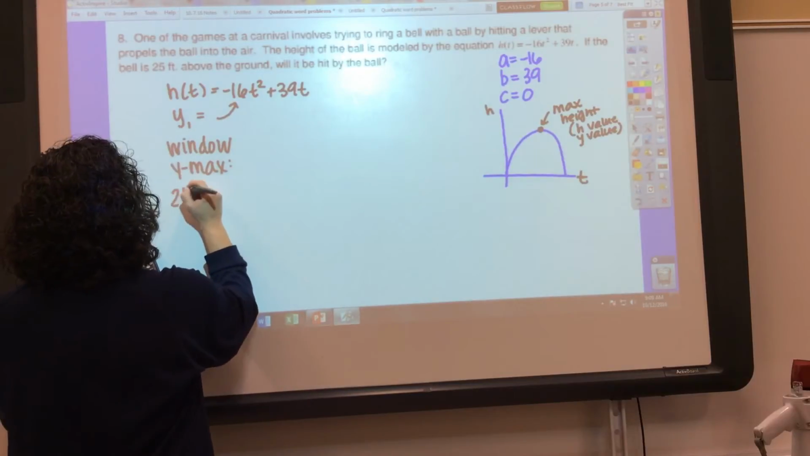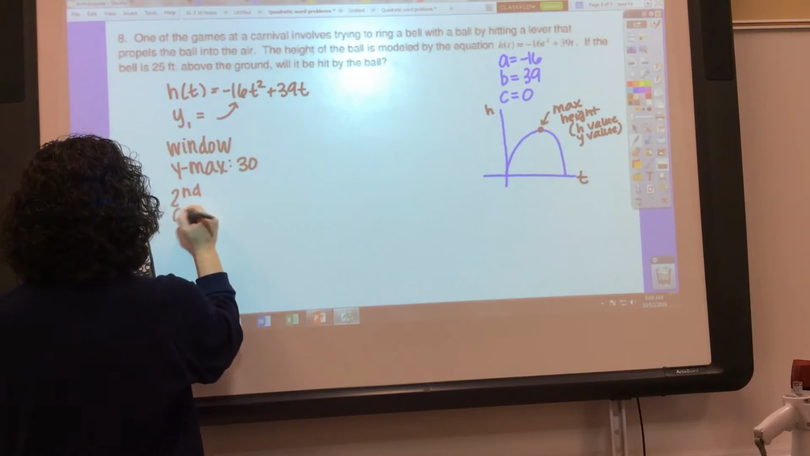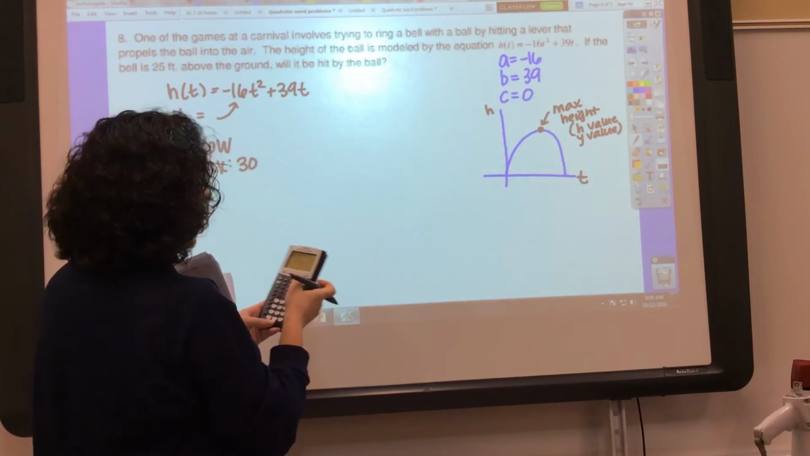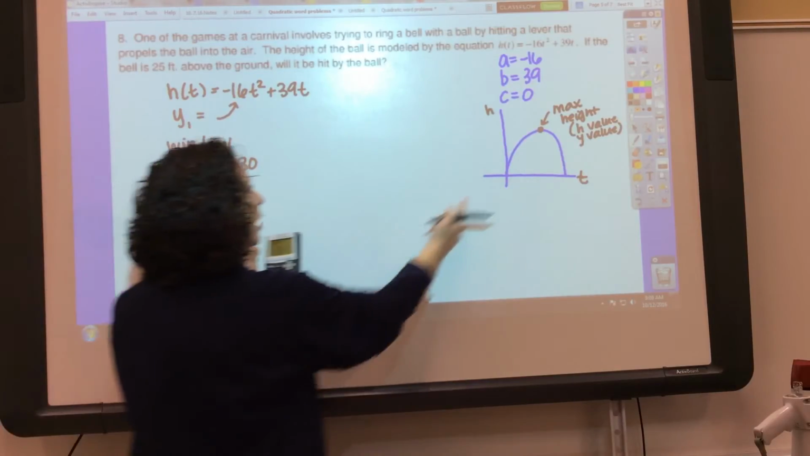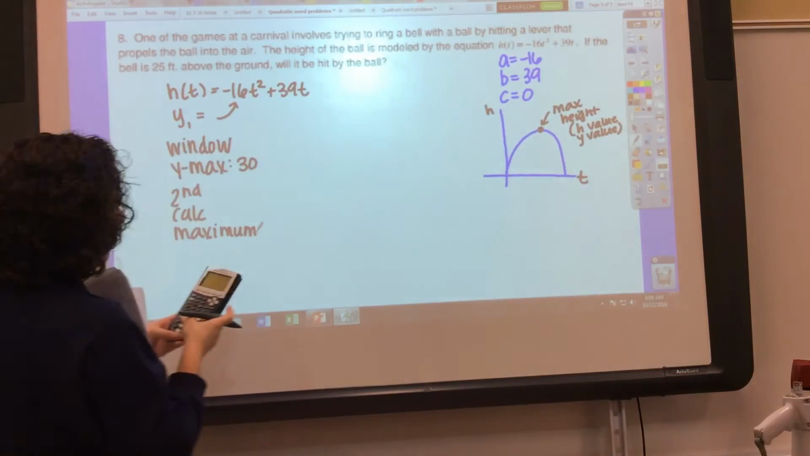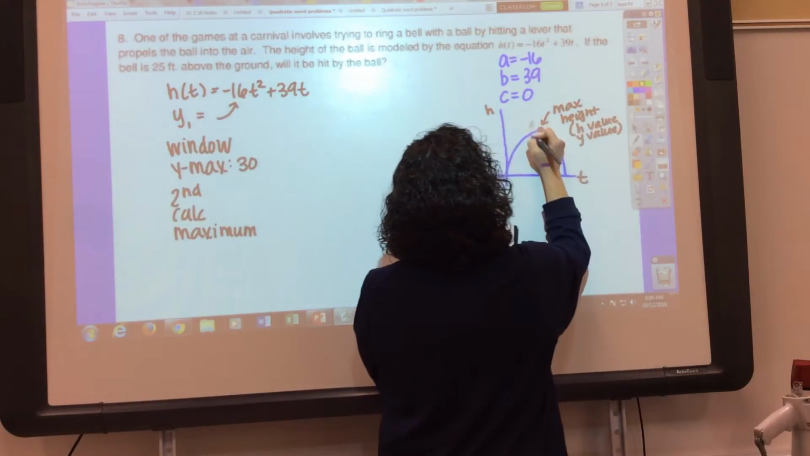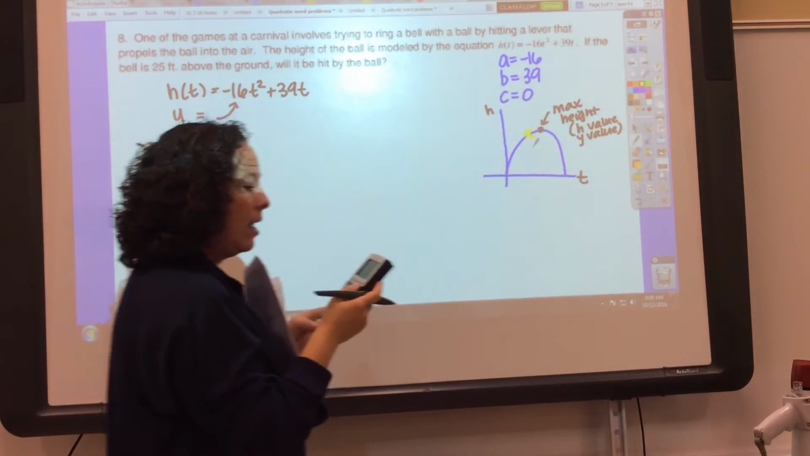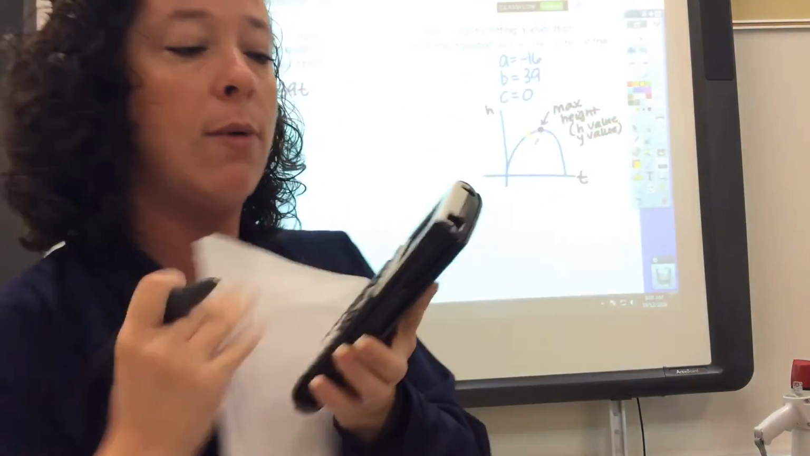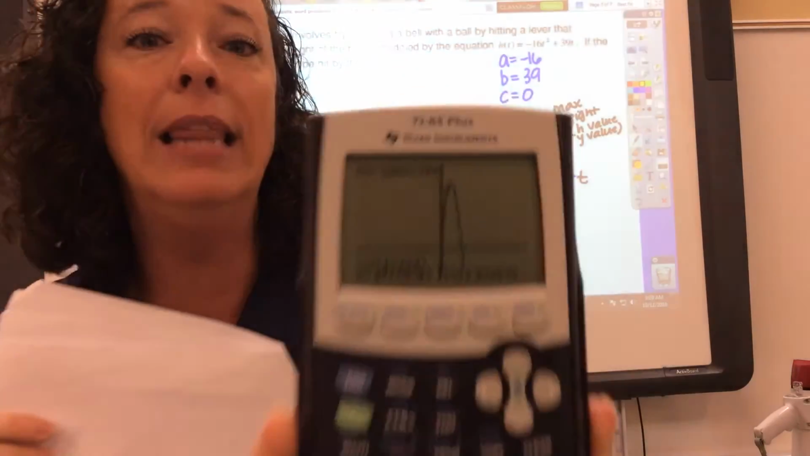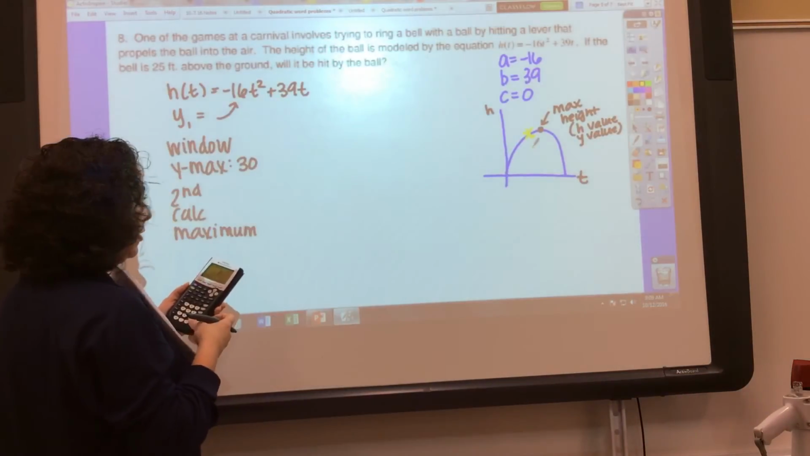Then I go to second calc. Now I made it 30, I think. I did. So second calc, and then I want to calculate the maximum, because remember, context, we want to know how high this thing is going. So I hit number 4. Now it says left bound. You want to move Blinky Man to the left of that highest point. Right now, my Blinky Man is sitting right at the y-intercept, which it always will be. So I'm going to move Blinky Man closer to that highest point, to the left. I move Blinky Man about right there. Once you move Blinky, you hit enter.